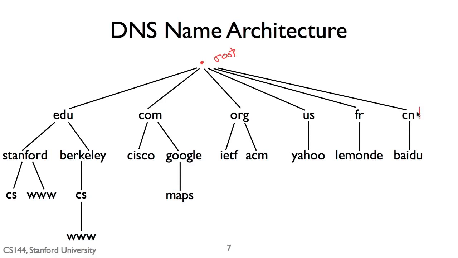Then beneath them are what are called the top-level domains, TLDs, such as edu, com, org, US, France, China. Then underneath each of those top-level domains, there are what we often think of as domain names, say stanford.edu, or cisco.com, or baidu.cn. And of course, within those domains, the owner of those domains can hand out additional names, additional domains. So for example, at Stanford, generally there's just one level of names below Stanford. So there's cs.stanford.edu, www.stanford.edu. Berkeley has another layer. So there's cs.berkeley, there's the CS domain, and then there are names underneath the CS domain, like www.cs.berkeley.edu. Similarly, Google has maps.google.com.